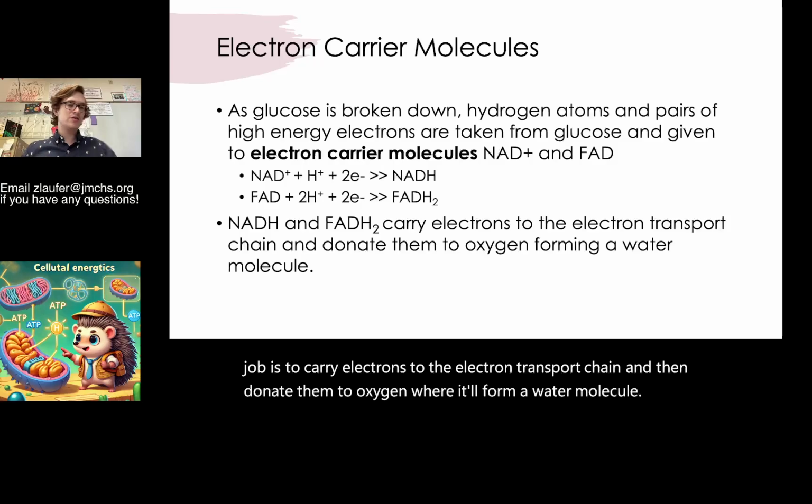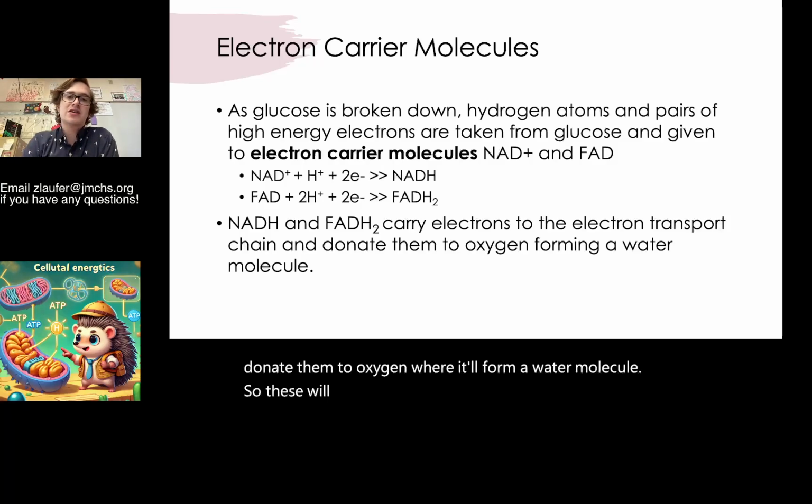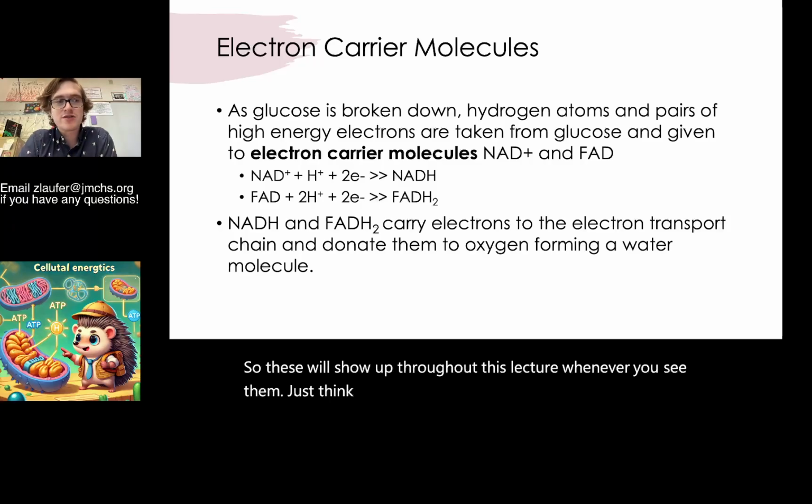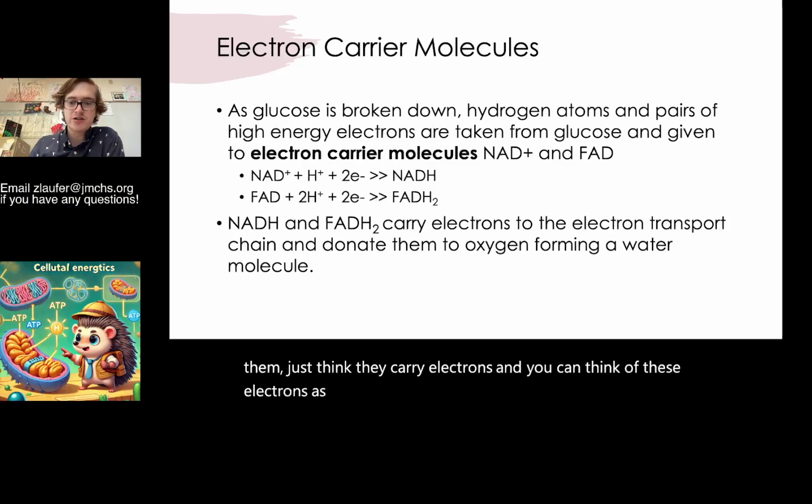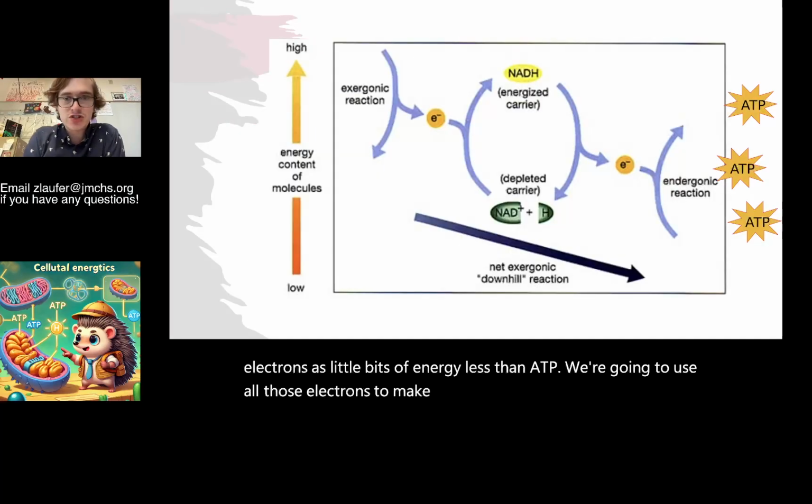So these will show up throughout this lecture. Whenever you see them, just think they carry electrons, and you can think of these electrons as little bits of energy, less than ATP. We're going to use all those electrons to make ATP. So this is the general flow.